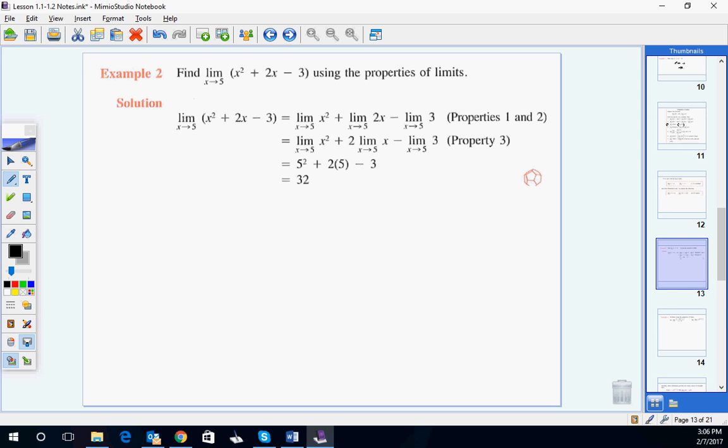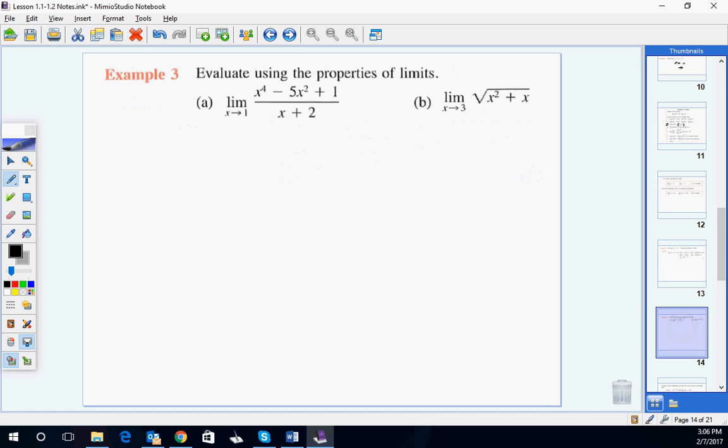All right, this one. Evaluate using properties of limits. So what would you do for A? You just plug one in. There's no problem plugging one in, right? But it wants you to use the properties, so it does want you to do it out a bit. We'll just entertain it real quick.